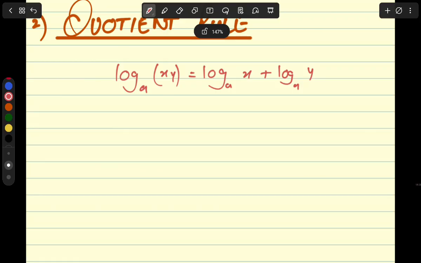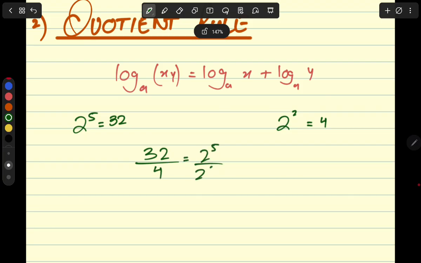Let's not guess, let's prove it. I know you guys said subtraction, but let's prove it. Now I can write 2 to the power 5 as 32 and I can write 2 to the power 2 as 4. What is 32 divided by 4? That is nothing but 2 to the power 5 divided by 2 to the power 2, which is 2 to the power 5 minus 2, which is 2 to the power 3, and which is 8.